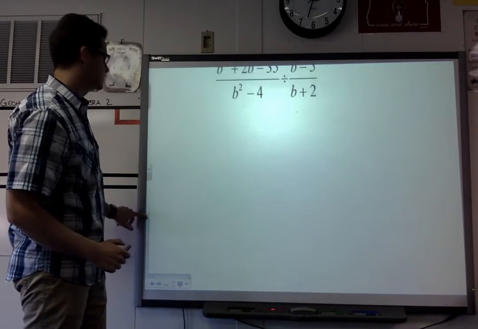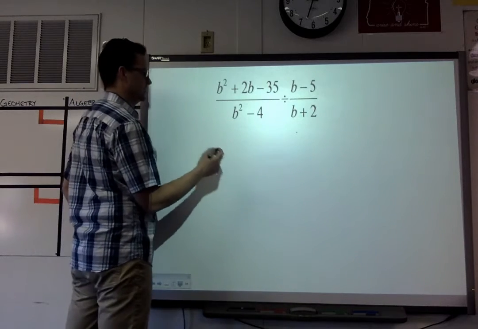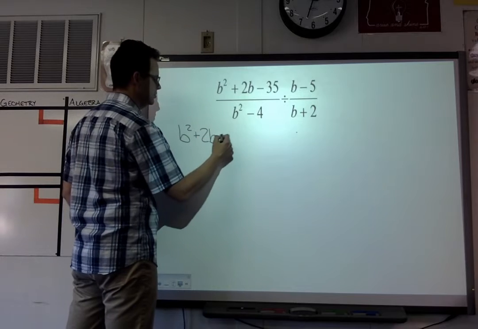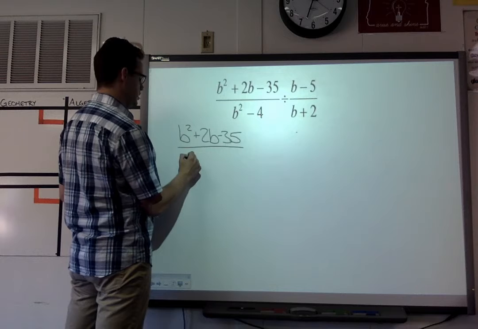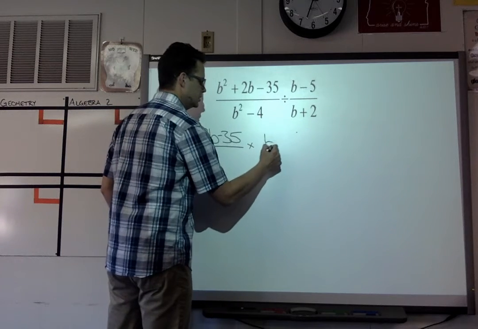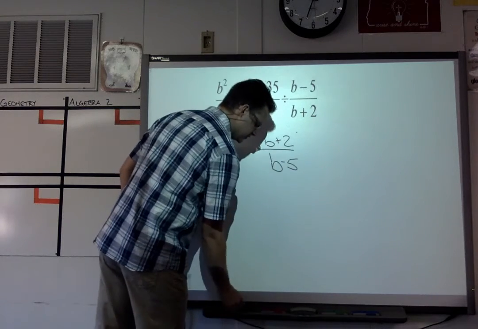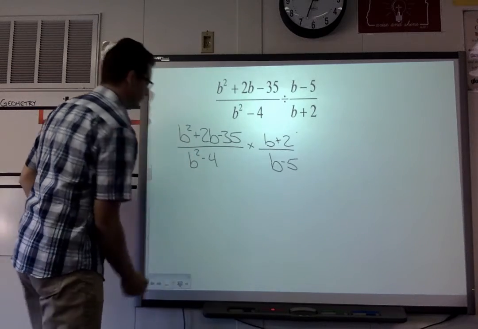So again, since this one is division, the first thing I want to do is write it out as a multiplication problem. So (b squared plus 2b minus 35) over (b squared minus 4) times (b plus 2) over (b minus 5). Now I want to write this in its factored form.